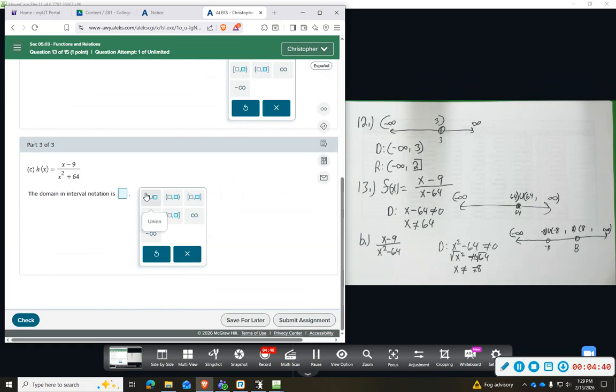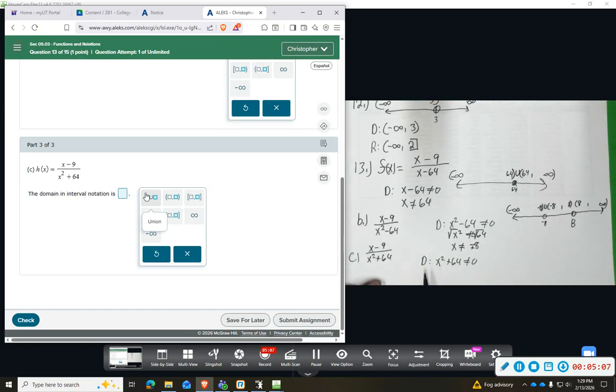All right, then part C, and one more part. This time we have x minus 9 divided by x squared plus 64. And again, I will start with trying to do my domain by taking the denominator, setting it not equal to 0. And then I will subtract 64, so that will give me x squared not equal to negative 64, and then we take the square root.